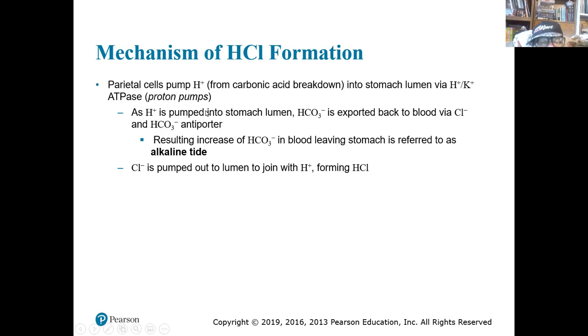So as we pump hydrogen into the lumen, bicarbonate is exported back into the blood. And that's because we have an antiporter that exchanges chloride ions and bicarbonate ions. The resulting increase in bicarbonate that's leaving the stomach, call this the alkaline tide. Well, guess what? If we're making the blood alkaline in the abdomen there, we need to harvest some of that with the pancreas to make the pancreatic fluid. Pretty smooth. All right.